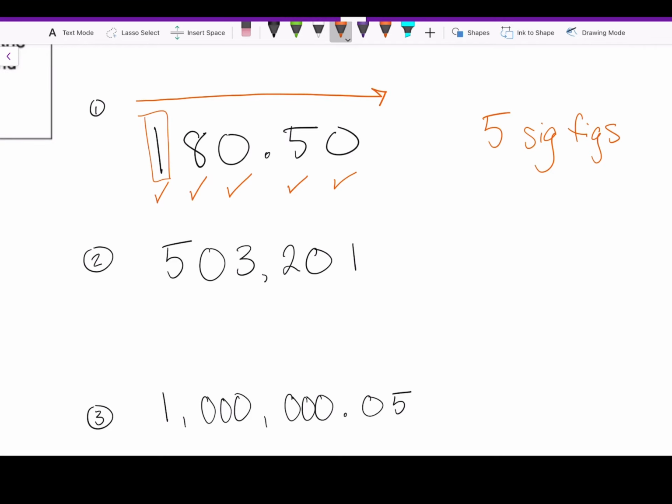Okay, hopefully you've tried 2 and 3 on your own, so let's go over these. Number 2, our decimal point is absent. So if our decimal point is absent, we're starting on the Atlantic side and moving in. We find our first non-zero. This is a non-zero, and we start counting. 1, 2, 3, 4, 5, 6. This has 6 significant figures.